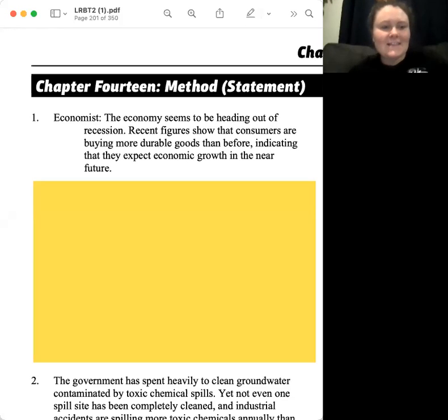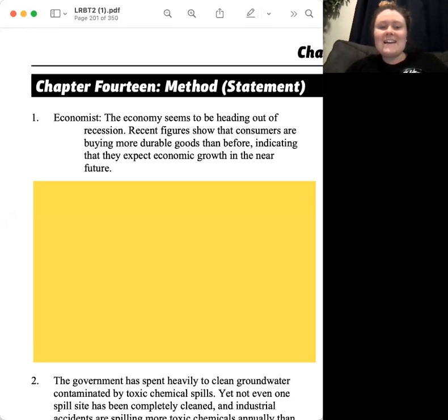All right, so this one says, economist: the economy seems to be heading out of recession. He's just telling us it looks like it's coming out. Recent figures show that consumers are buying more durable goods than before, indicating that they expect economic growth in the near future. Is this an argument or a set of facts? Set of facts. So it's actually an argument. Okay. We have a conclusion.